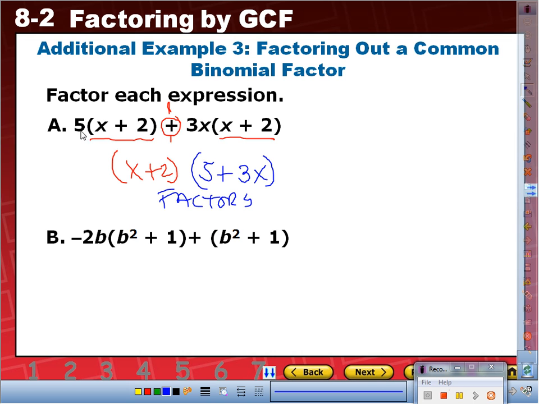And this is what we call a binomial because we have two terms here. So, once again, I see a little plus here. That's it. Now let's look at B. What do you see that each term has? B squared plus 1, so that goes in parentheses, so we got that. What do we have left on the first term? Negative 2b plus 1.